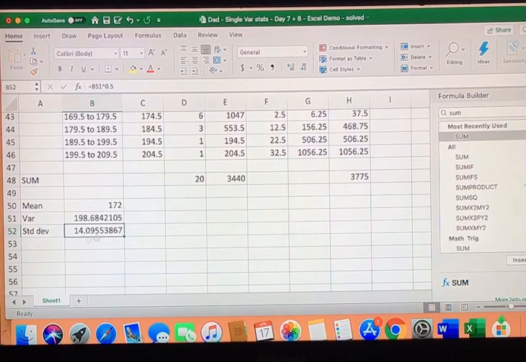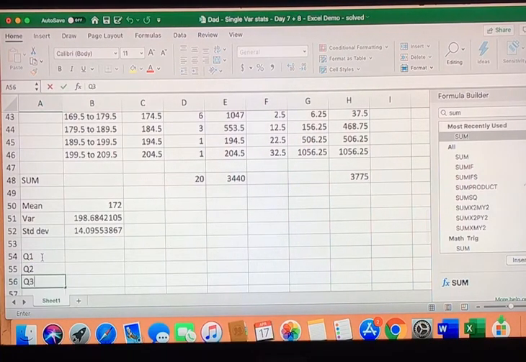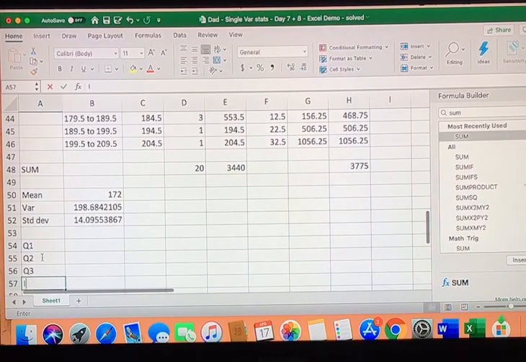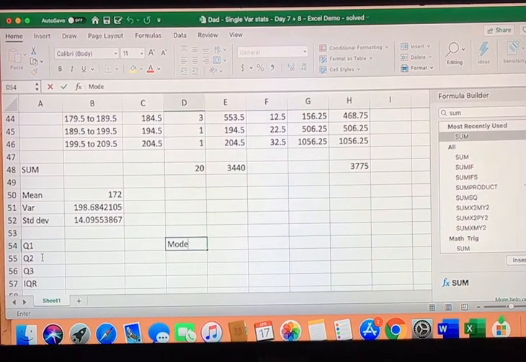Now, we've also got a median. So we're going to go Q1, and then we're going to go Q2, and then we're going to go Q3, and then after that, an interquartile range. The mode is super easy in grouped data because it's the most frequent.